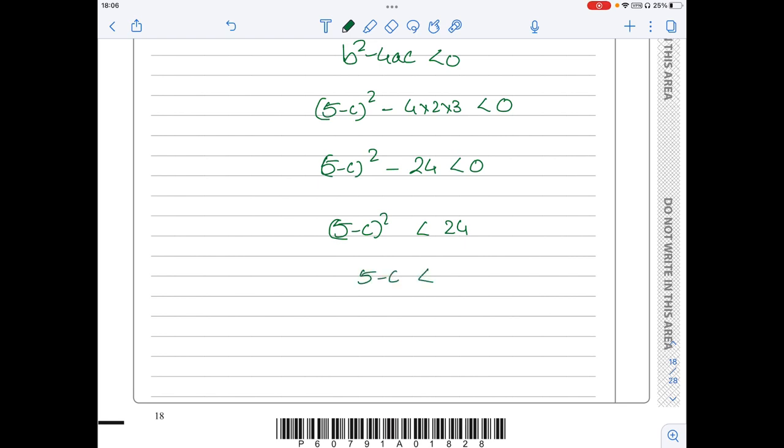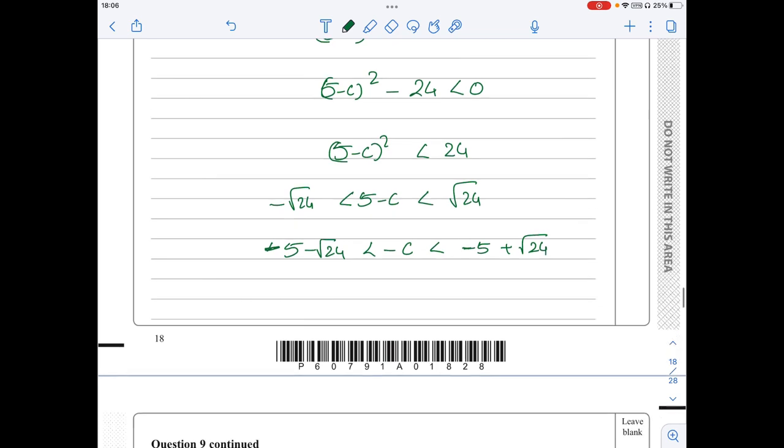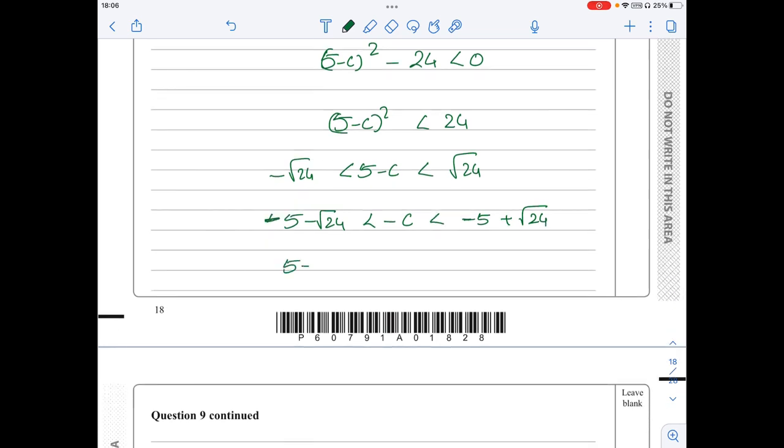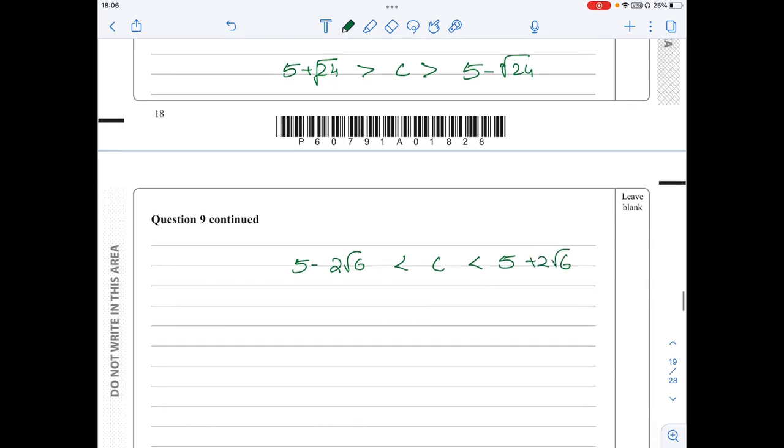(5 − c) whole squared is less than 24. So 5 minus c lies between square root 24 and negative square root 24. Subtract 5 on both sides: −5 − √24 < −c < −5 + √24. But I want c, so multiply by minus, and the inequality symbol will change: 5 + √24 > c > 5 − √24. So writing it properly, it becomes 5 − 2√6 < c < 5 + 2√6. Root 24 is 2 root 6. That's going to be the answer.